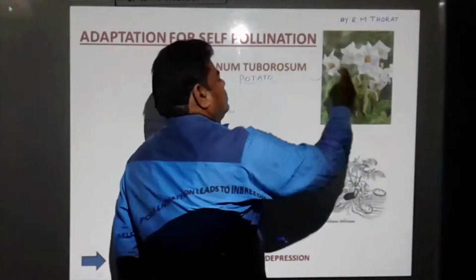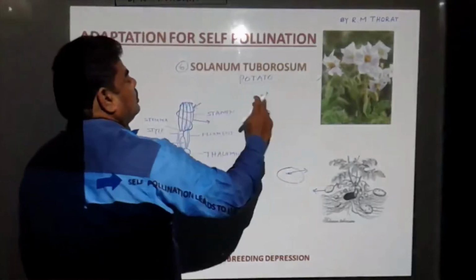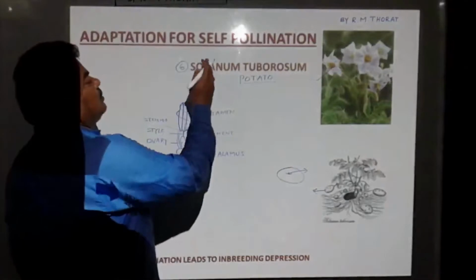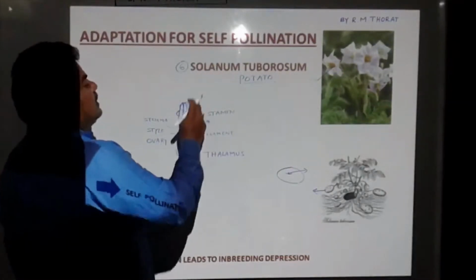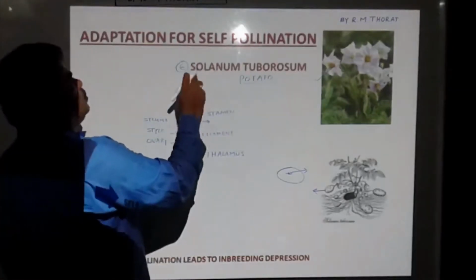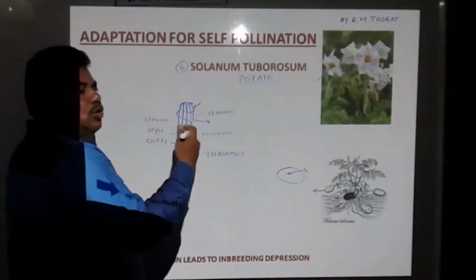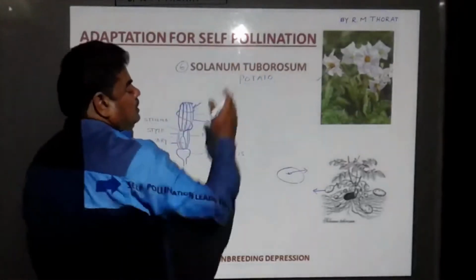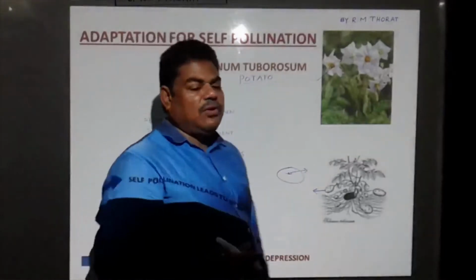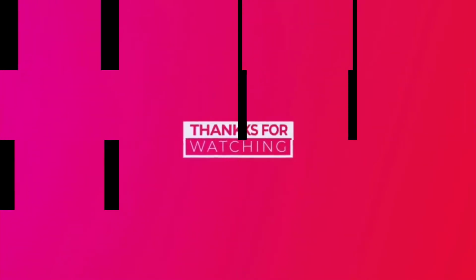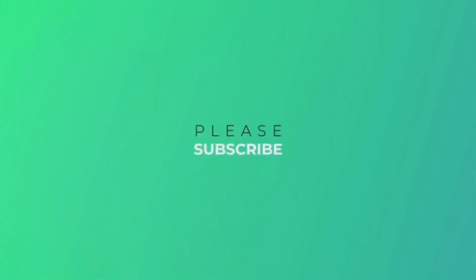But here, in case of Solanum tuberosum, in case of the potato flower, the pollination that takes place we call self-pollination. This is the adaptive process to gain self-pollination and to avoid what? Cross-pollination. So like this, different types of adaptation for self-pollination take place in different flowers. In the next video we will see adaptation for cross-pollination.